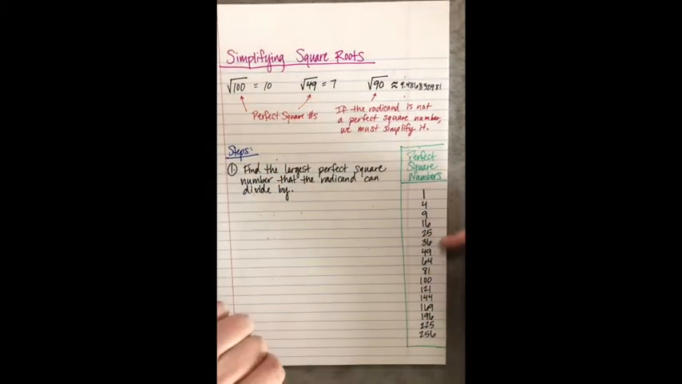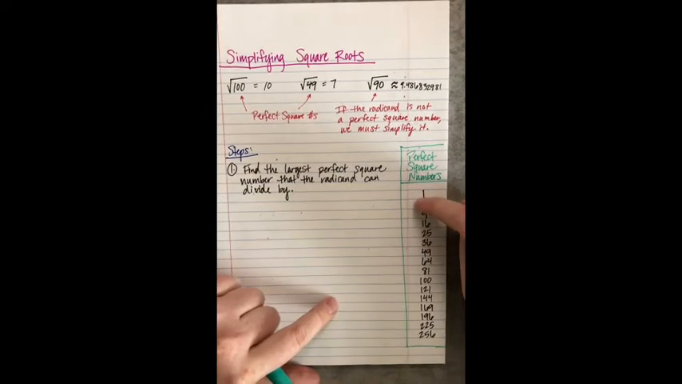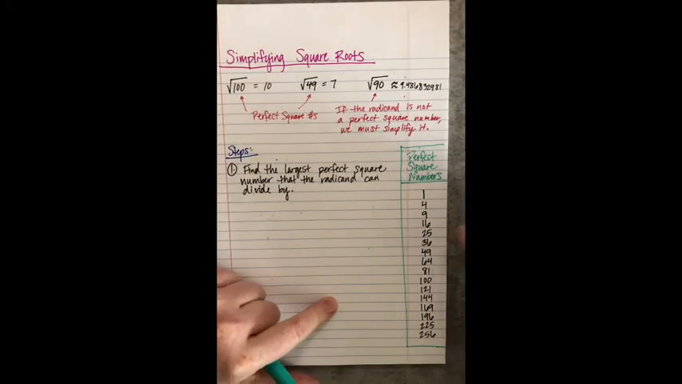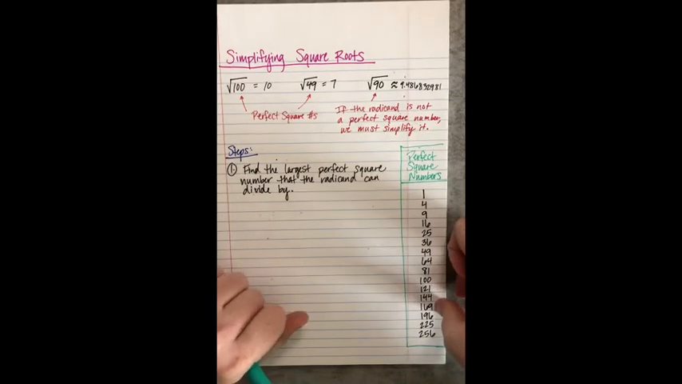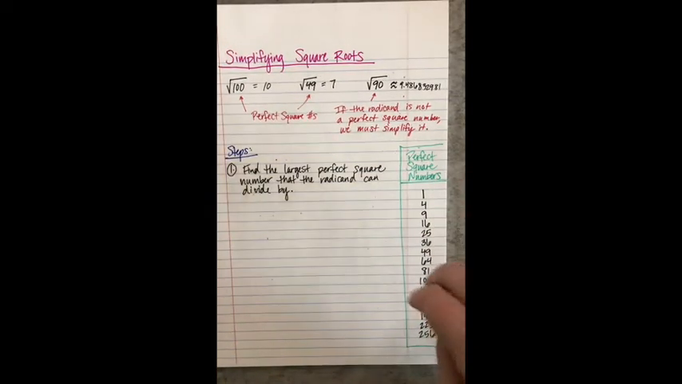Now, we like perfect square numbers because we can easily take the square root of them. So I can easily take the square root of 64. Square root of 64 is 8, and that's because 8 times 8 is 64. I can easily take the square root of 169. That's 13, okay? So we like these numbers.